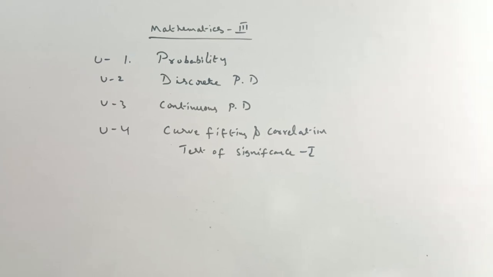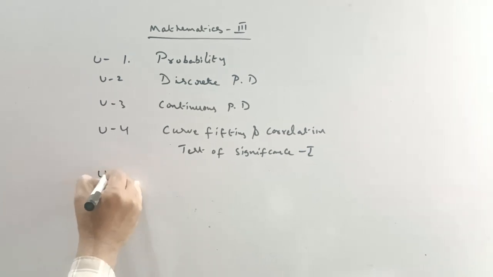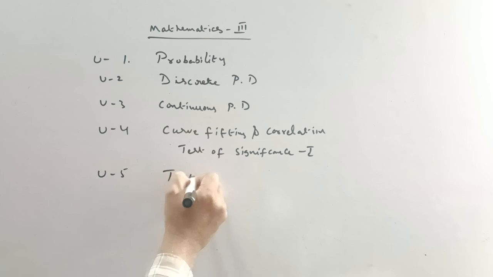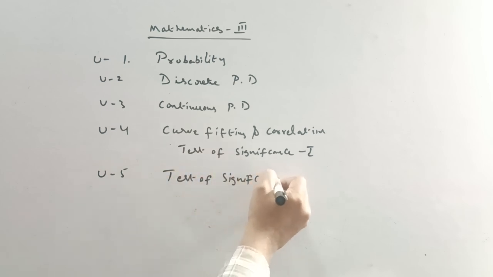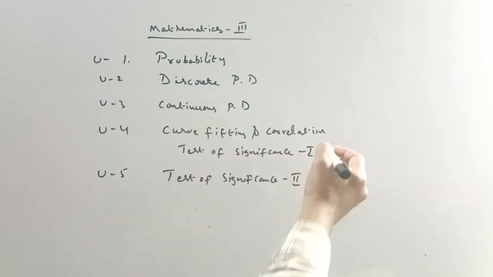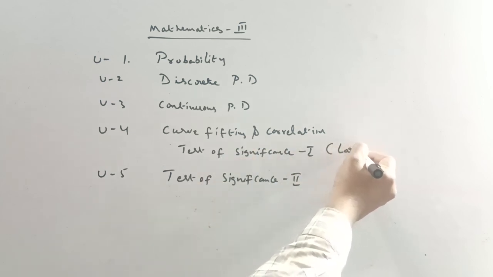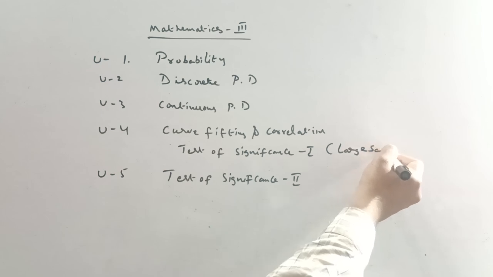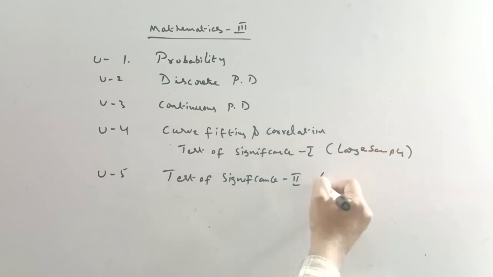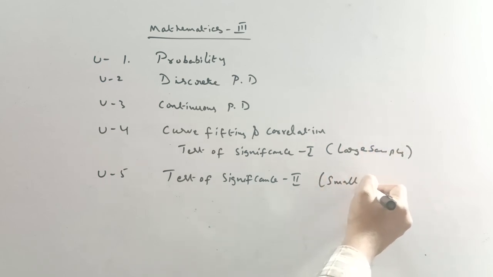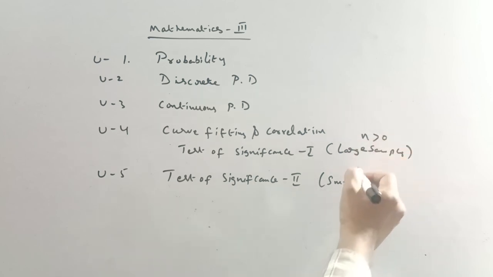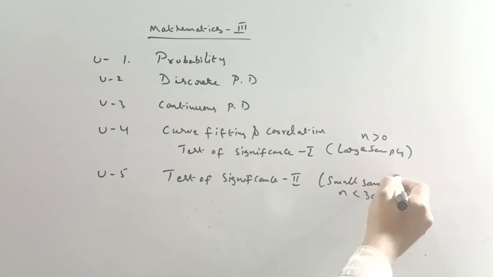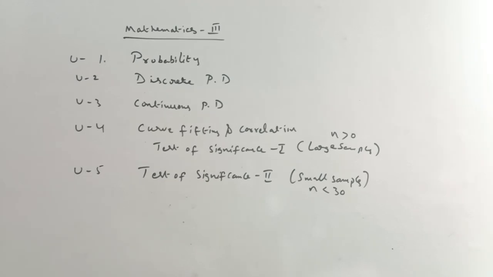Then coming to unit 5, test of significance or test of hypothesis 2, correct? Unit 4 is for large samples and this is for small samples. How to identify large samples: when n is greater than 30. This is when n is less than 30. I already explained this clearly in the videos. So this is the M3 syllabus.